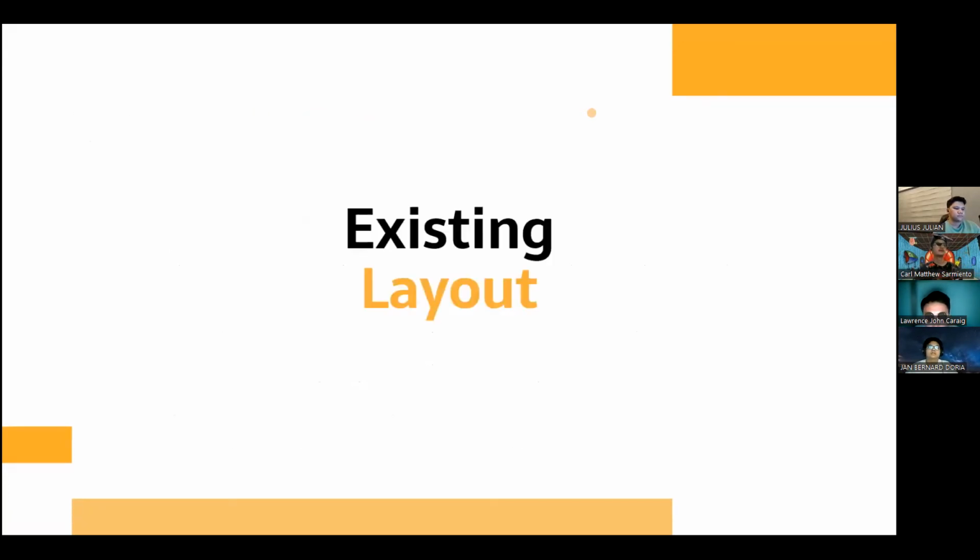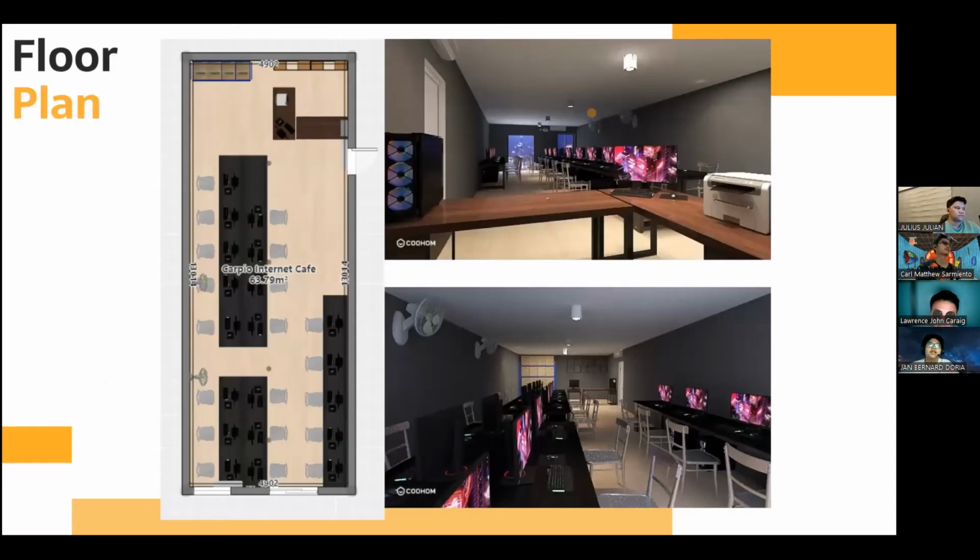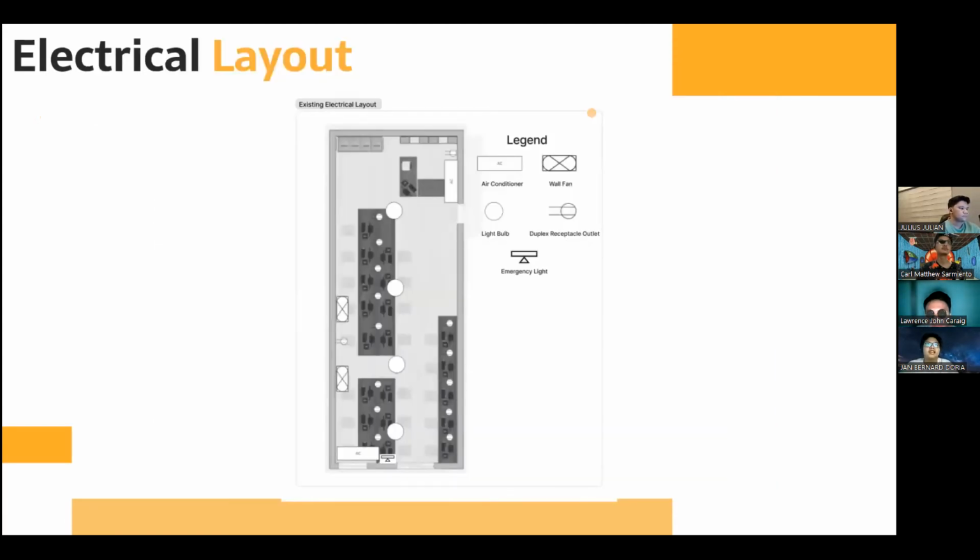So hello. For the existing layout, we have the floor plan. In the floor plan, we will see the current existing layout of the computer shop, and we will see the 20 computers available in the computer shop and the other electrical devices. Next is the electrical layout. Here we will see all the available electrical devices that are used in the shop, like the air conditioner, wall fan, light bulb, and the duplex electrical outlet.